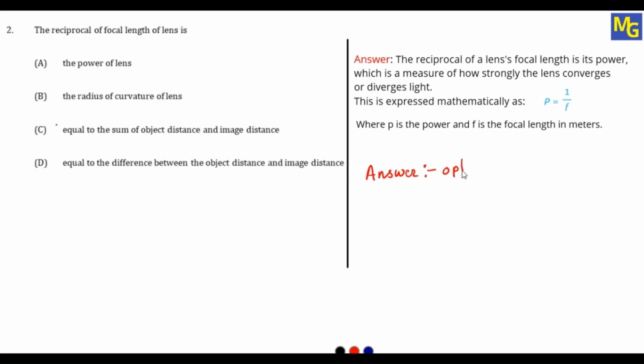Option A, and in front of this you write down the answer, that is the power of a lens. Always remember, you have to write the option, either it is A, B, C or D, and then in front of that you have to write the answer also. Now we'll move on to the next.